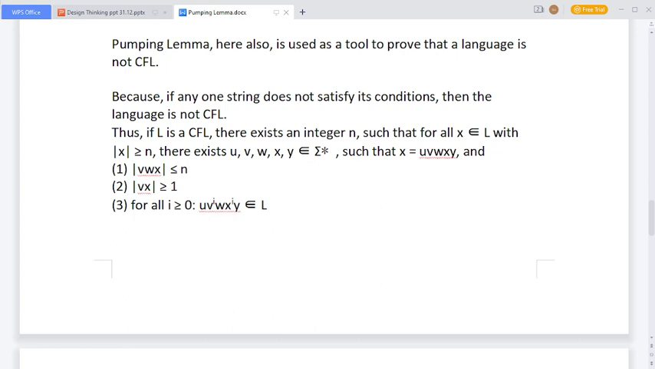For all i greater than or equal to 0, u v power i, that is the second term, w x power i, that is the fourth term, then y, also belongs to L. I am going to split the language into 4, then pump the second position and the fourth position any number of times. That also belongs to the context-free language.